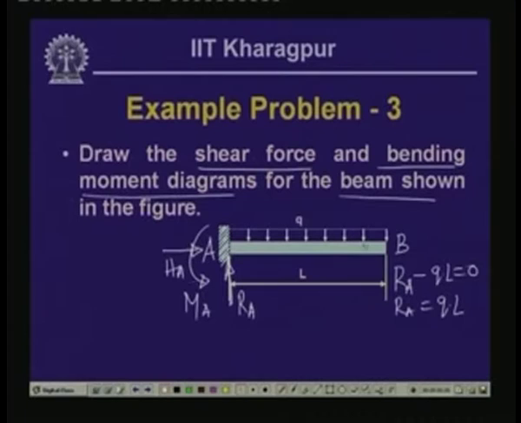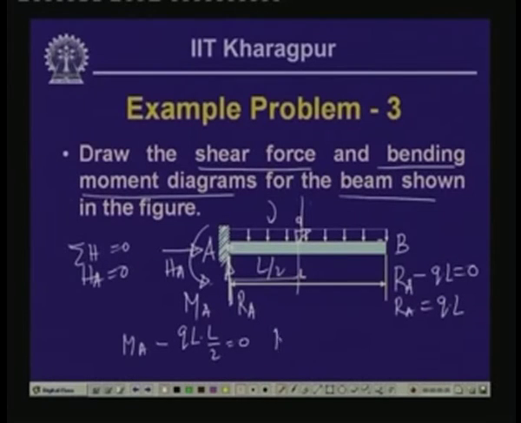Now, summation of horizontal force equal to 0 will give us Ha equals to 0, because there are no other horizontal forces. Now, if we take the moment of all the forces with respect to this point A, we have Ma, which is acting in an anticlockwise direction, and Q is the load, Q times L is the total load, and the moment of this load with respect to support A is Q times L by 2, which is again in the clockwise direction. So, Ma minus Q times L into L by 2 equals 0. So, moment at A is equal to Q L square by 2.